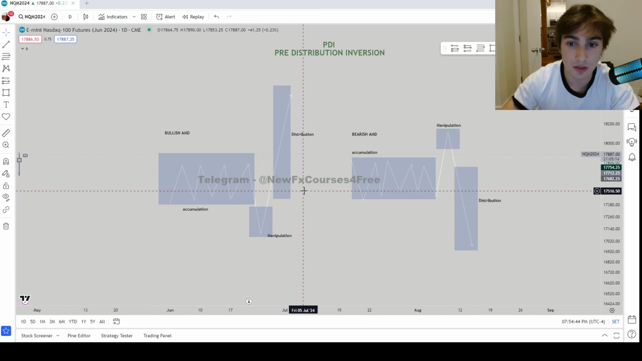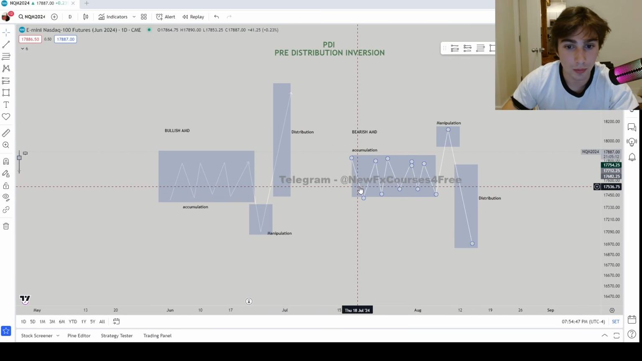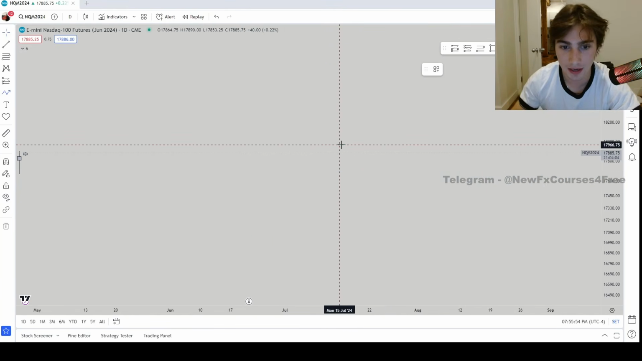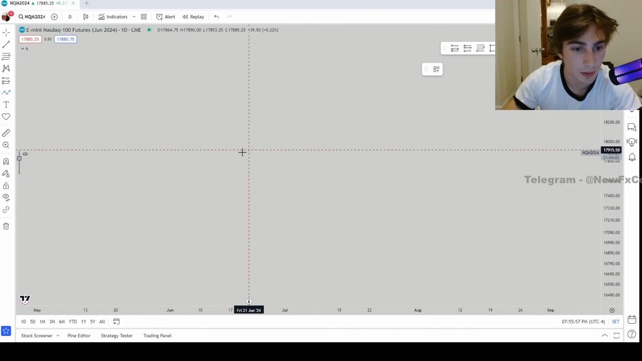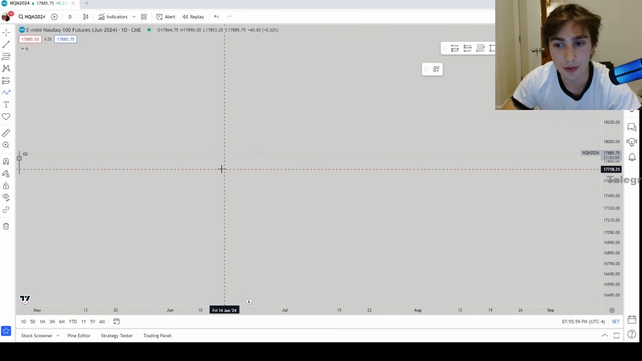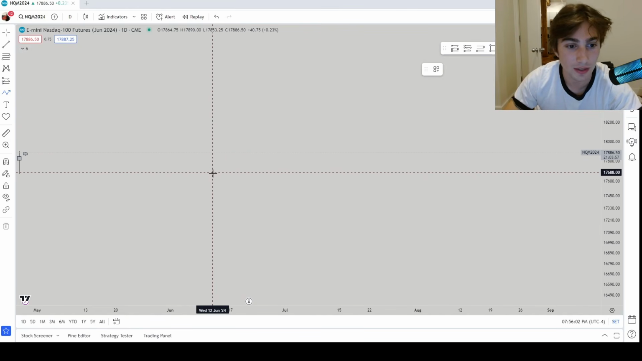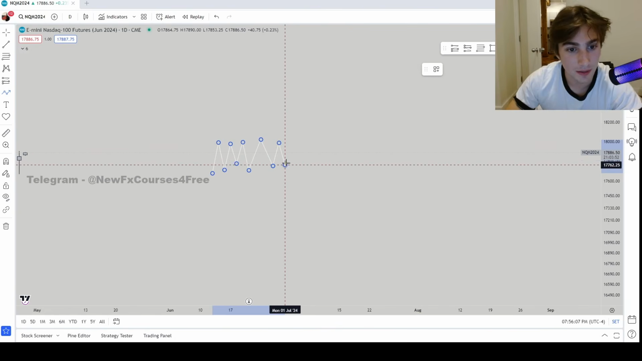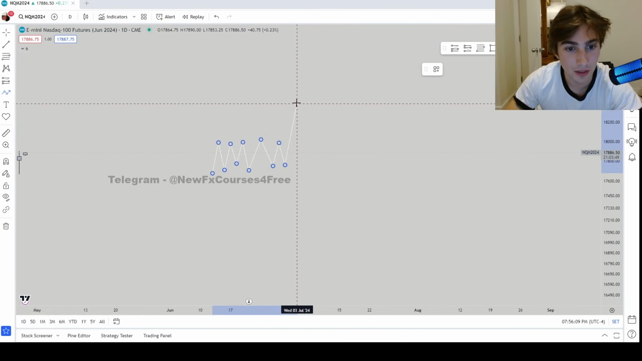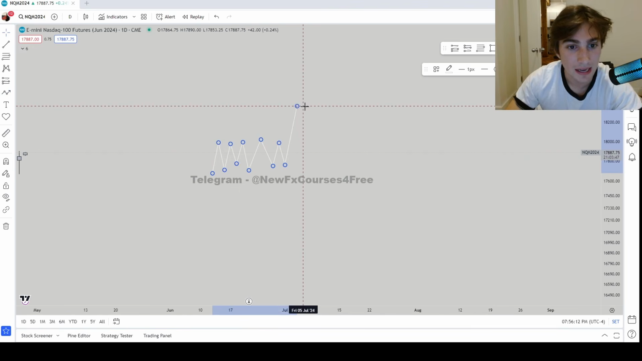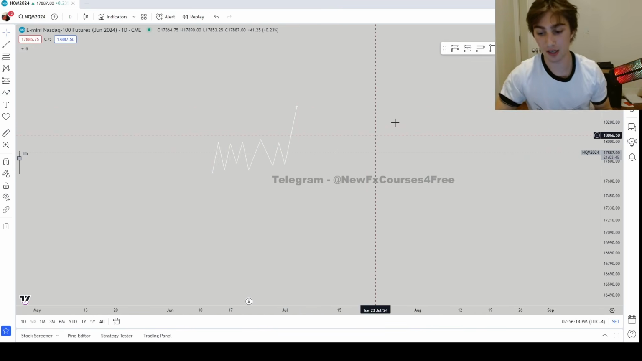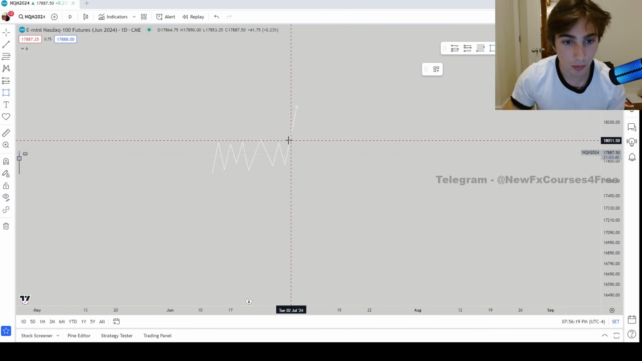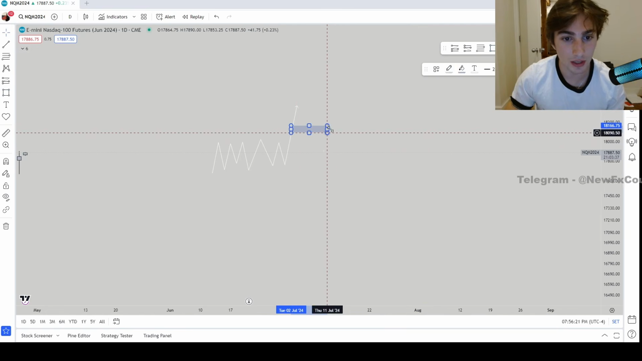So now I'm going to go over what PDI looks like. So now let's go over pre-distribution inversion, PDI, and just show you how it's interlinked with the AMD model, right? So when we're looking for a PDI entry, first step, it really is going to be finding the accumulation zone. In this case, we identify there's an accumulation zone right here. Price manipulates up, and in the process of price manipulating up here, there's one thing we want to look for, and that's the creation of a fair value gap within this leg, within the manipulation leg up, right?